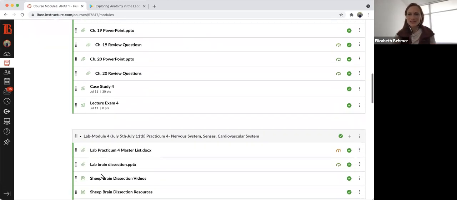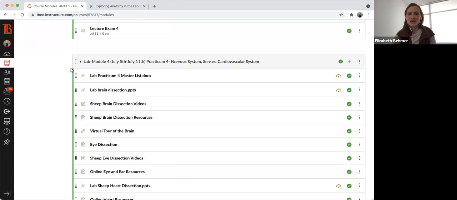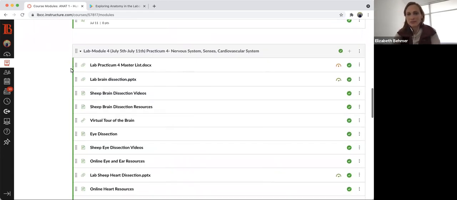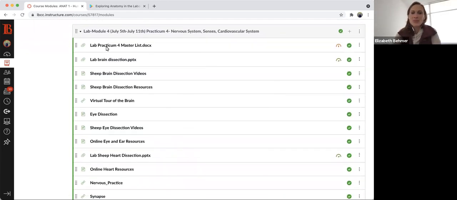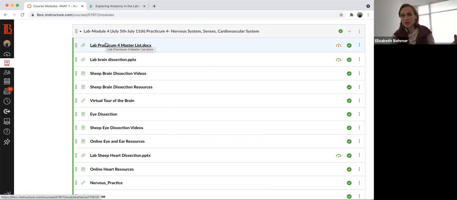What you'll notice is a little bit larger this time is the lab module for module 4. Here's the lab practicum 4 master list. So again, be sure you're using that as you're studying all these structures, and it'll include things on this list like know these structures of the sheep brain or the sheep eye or the sheep heart. So you'll notice in your lab dissection kits, you have a heart, an eye, and a brain, and that's what we'll be dissecting in this module.